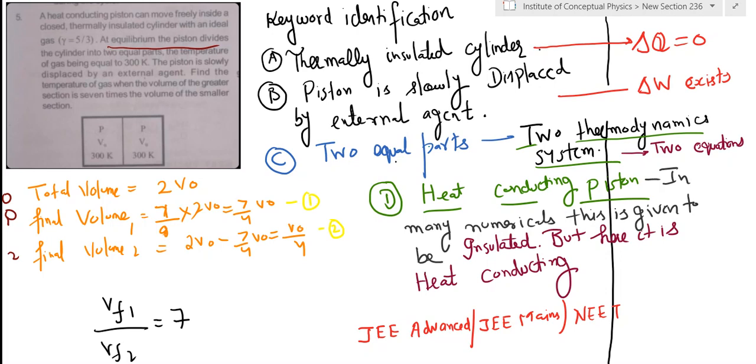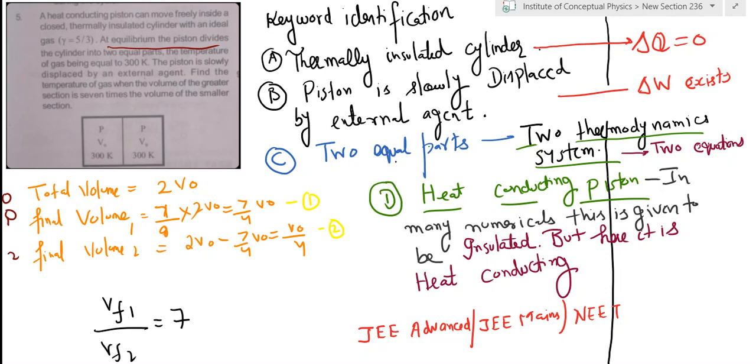The third part which I captured was that there are two equal parts, which means there are two thermodynamic systems involved. One on the left, the other on the right hand side. Now I will use these two equal parts or two thermodynamic systems to create two equations.